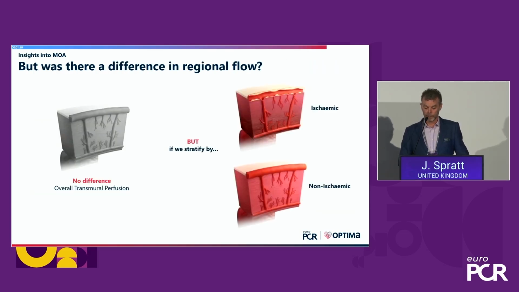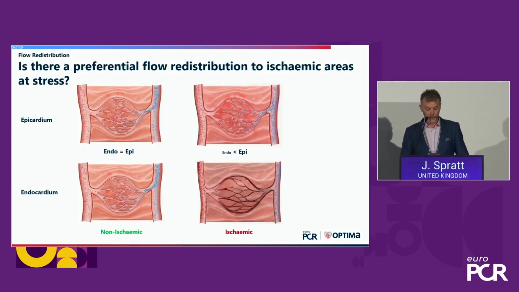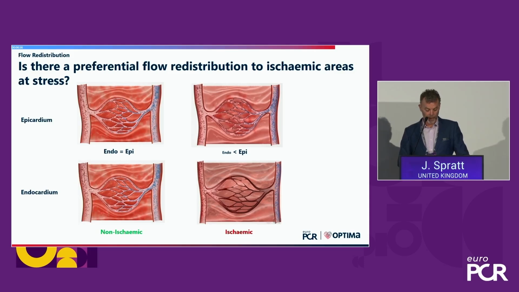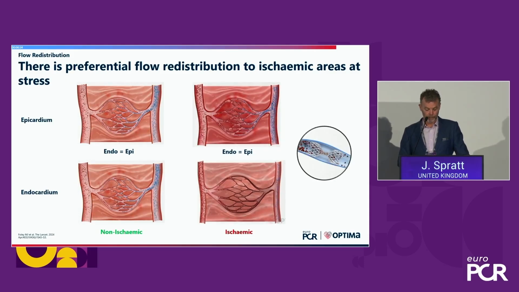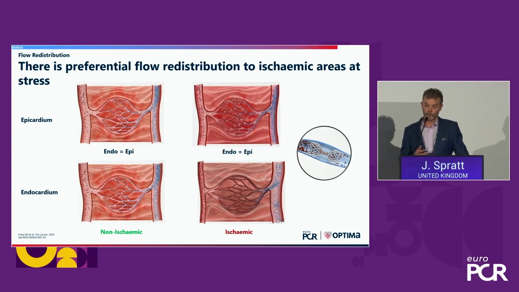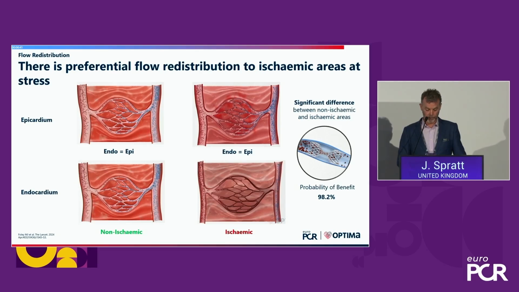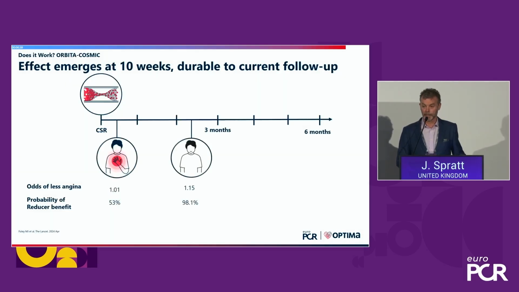But was there a difference in regional flow if you stratify it according to ischemic or non-ischemic? Well, actually, you could see that there was this redistribution to ischemic areas at stress between the endocardium and the epicardium. So in some ways, what we were doing was redistributing flow to the areas of most need by this back pressure effect. And that was highly significant in terms of the probability of benefit from the Bayesian analysis.